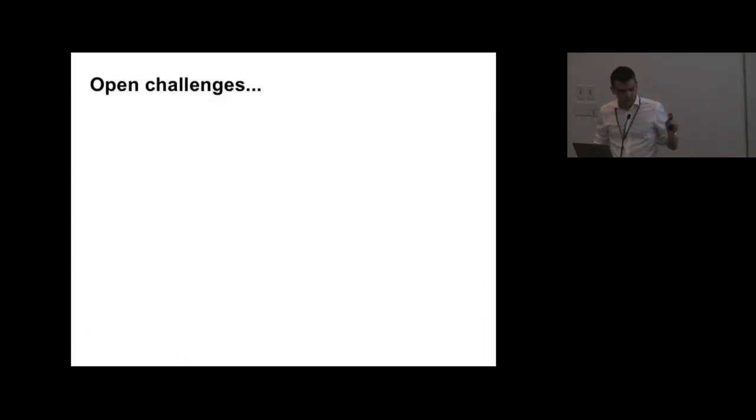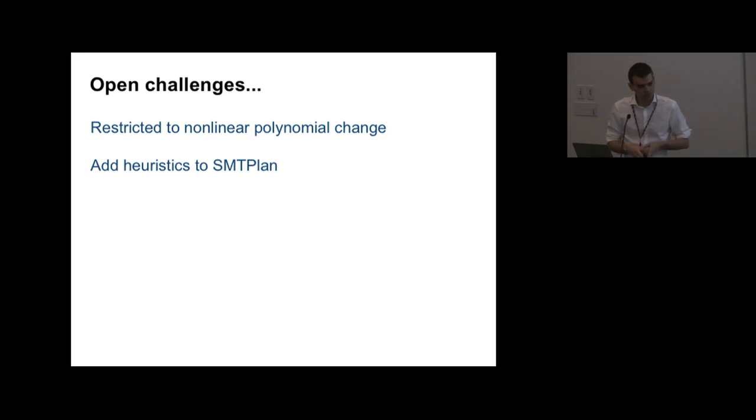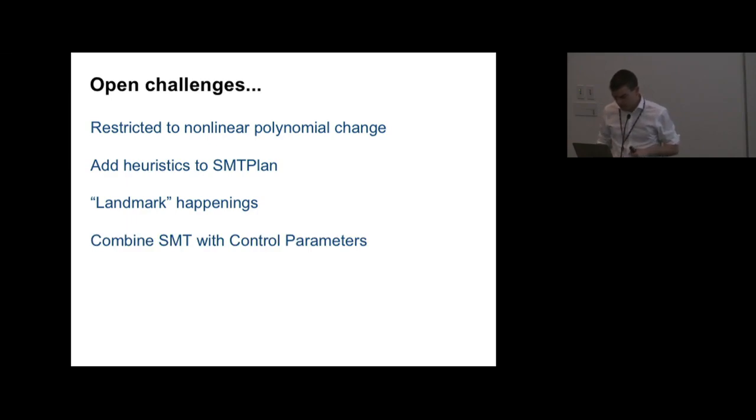Open challenges here. As I said, nonlinear polynomial change is a limitation currently. It's not so powerful for the discrete explosion, and there are no heuristics at the moment. So basically, we encode the plan, and then we ask the SMT planner to solve the problem without giving the SMT solver any help from the planning domain. The next research question we are interested in is, given the domain, is there any information we can give the SMT solver to help it come up with a solution more easily or more quickly? Landmark happenings means, at the moment we give the plan to the SMT solver with no guidance on how to put the time points, the happenings. Is there any way to fix some of them and leave the others to the solver to find? And finally, combine SMT with control parameters, which is actually almost done. We'll talk next year maybe.